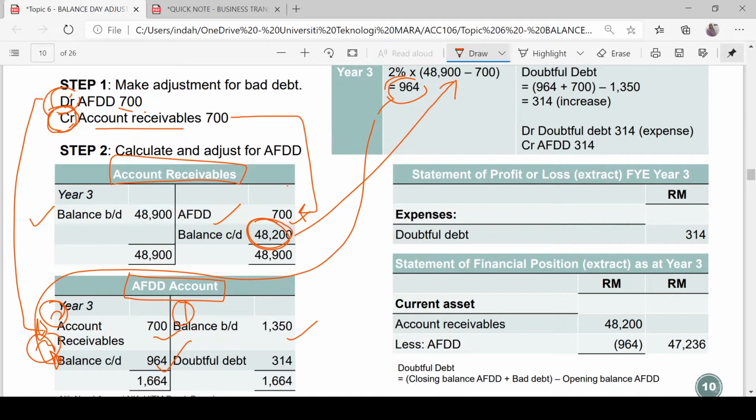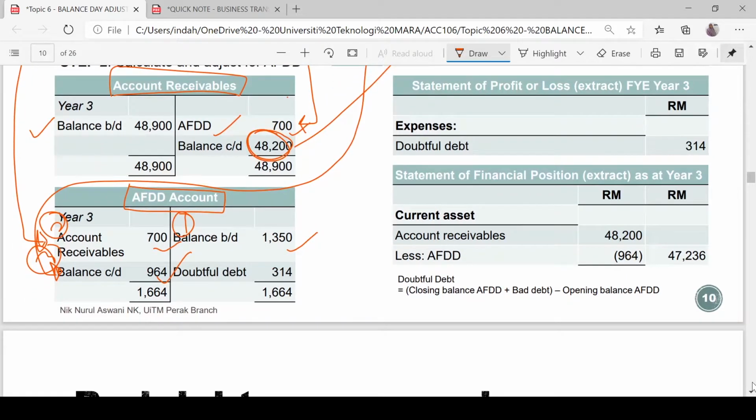The next thing that you have to do, number 4, is to total both debit and credit. So pick the higher total as the total. At this point, where you have included number 1, number 2, number 3 in the AFDD account, on the debit side we have only accounts receivable and balance CD. On the credit side we have only balance BD. So what is the total? At this point the total on the debit side is 700 plus 964 equal to 1664.